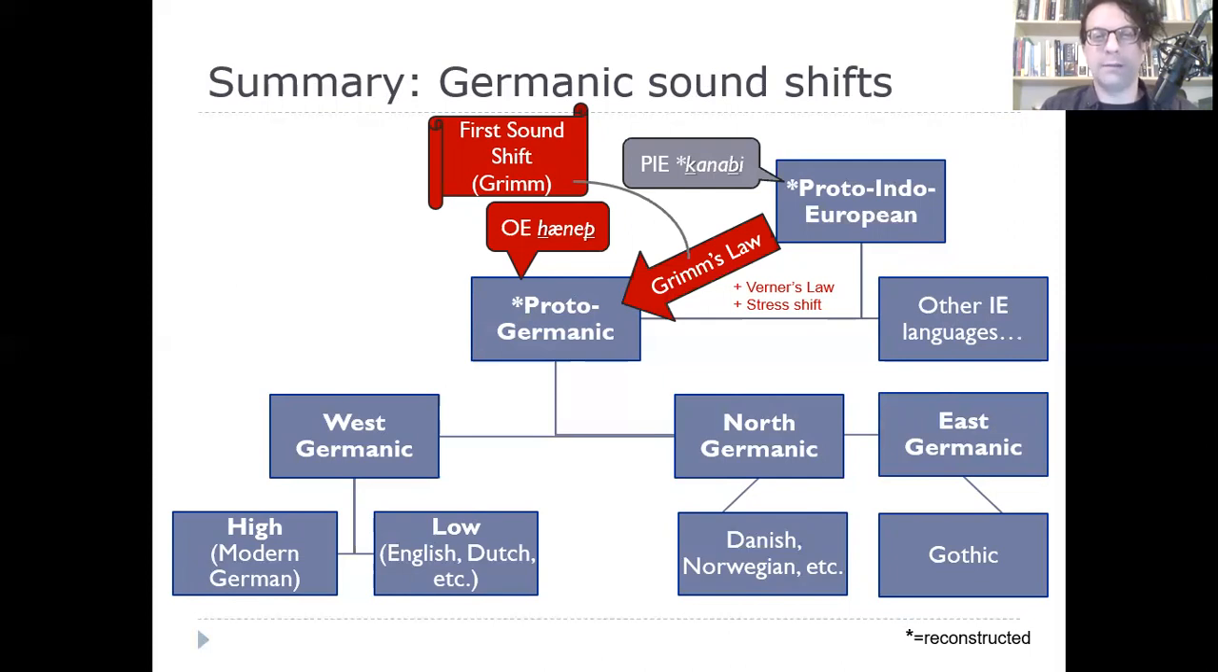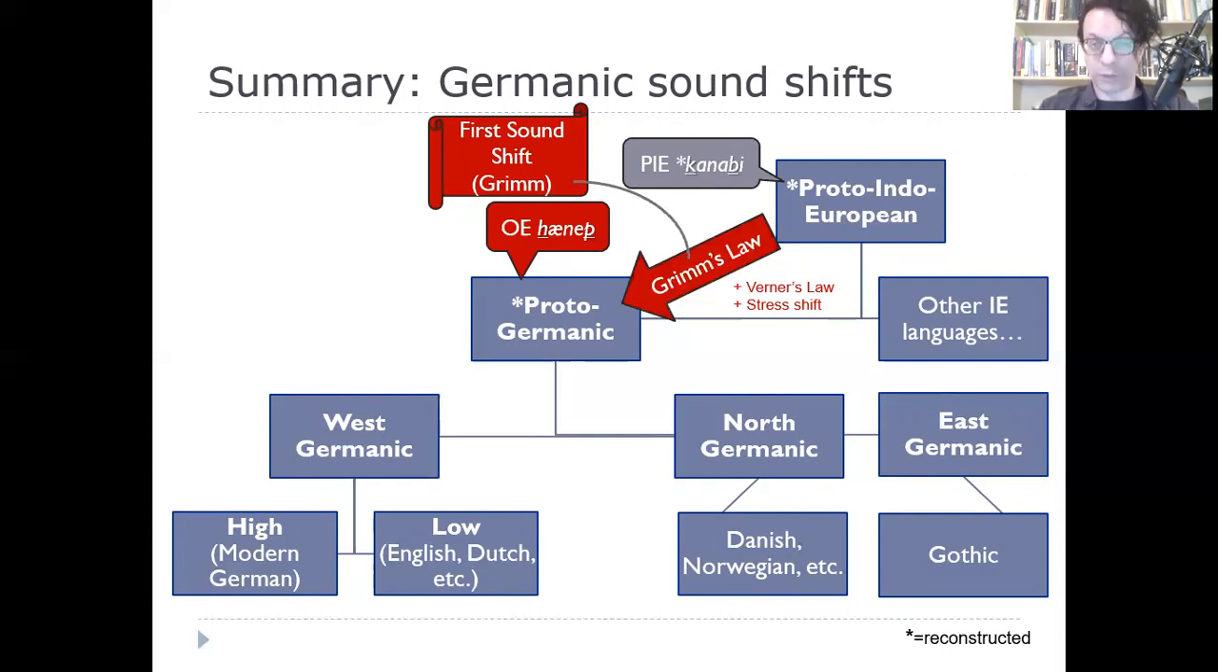One little, maybe entertaining, illustration here would be the word cannabis in Proto-Indo-European. If you compare that to the Old English form hanap, a k has changed to a ch or an h sound. That's Grimm's law. A b in the last syllable there has changed into a p sound. That's also Grimm's law.